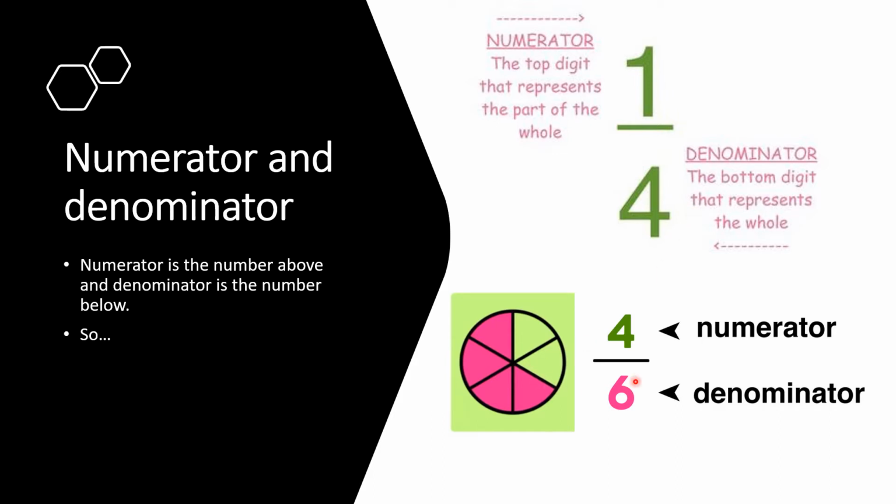Another example is 4 by 6. Here you can see that there is a pizza with 6 equal pieces. Remember, a fraction is always about equal parts. So here I see 6 equal pieces of the pizza. And I was very hungry, so I ate 4 of the pieces. Now, how much have I eaten? 4 pieces out of the 6 pieces. So I've eaten 4 out of 6, which is 4 by 6 as a fraction.